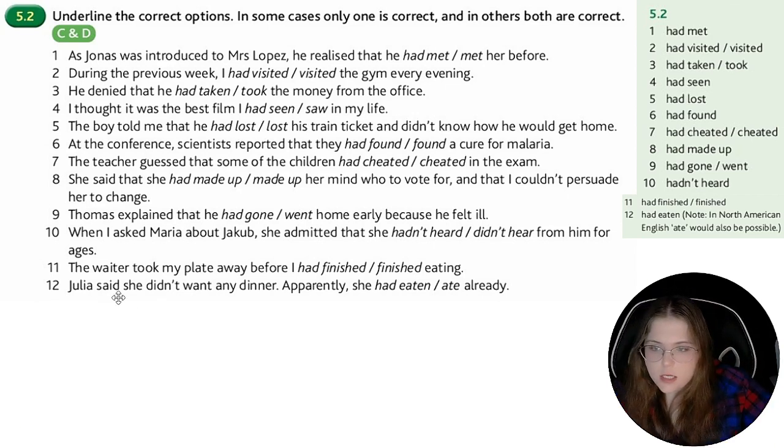Julia said she didn't want any dinner. Apparently, she had eaten already. She had already eaten. Note, in North American English, "ate" would also be possible. Apparently, she had already eaten. She had eaten already before this moment in the past when she was asked about it.